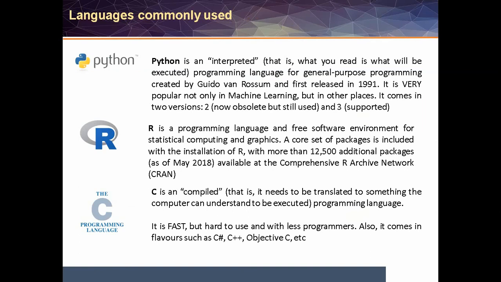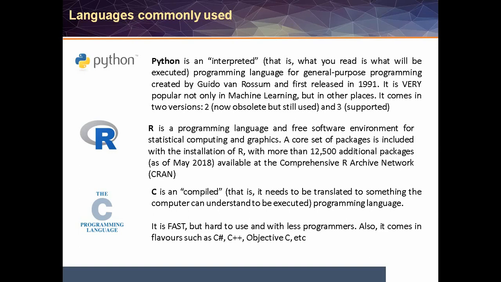So the languages we commonly use here are mainly three. Actually, I'll pop a couple more later. But first is Python. Python is interpreted. That means that if you read the code, that's basically what will be executed. At the end it will be translated to computer code, but you don't have to do that. It is very popular. I guess it might be more common than R, and it comes in two versions: version 2, which is now obsolete but still used, and version 3, which is supported, and the whole market is moving towards it.